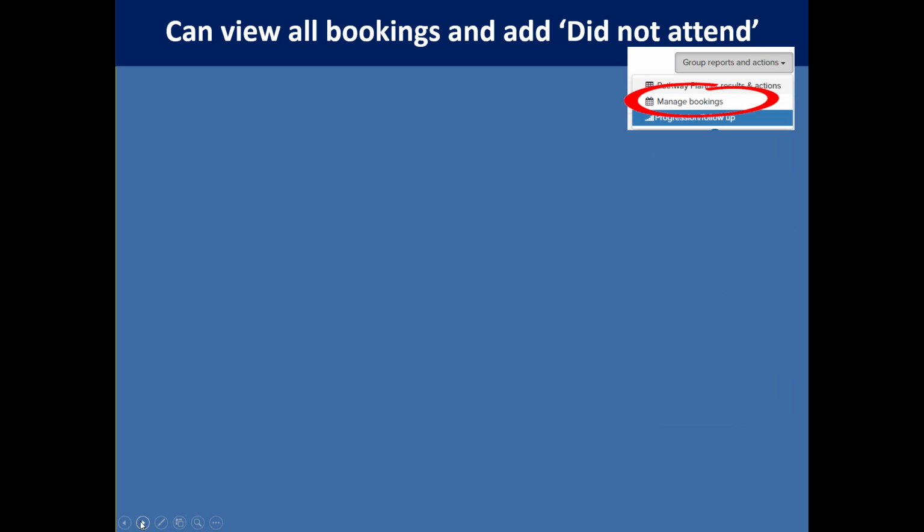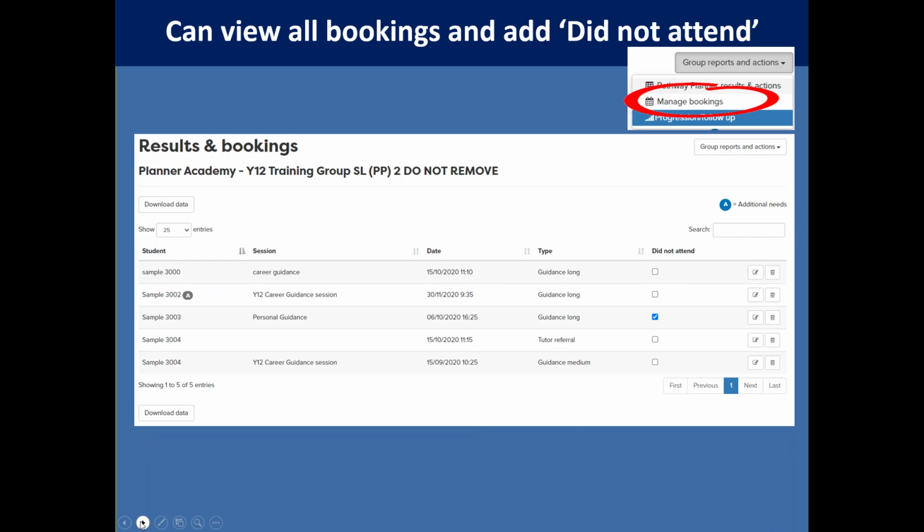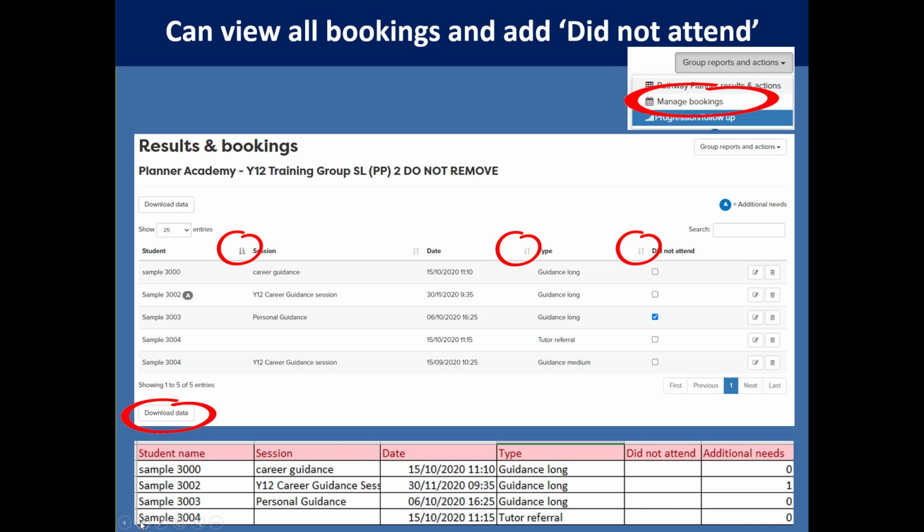You can look at all the bookings. This is the second option down in the group reports and actions. Once you've got a lot in there, it's quite useful to look at them alphabetically or by type, or you can put in did not attend, and that will show on their timeline as well. You can also download these reports, save them in Excel, so you can filter them whichever way you like.